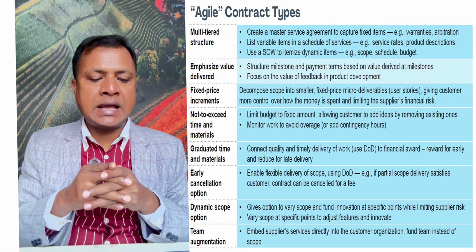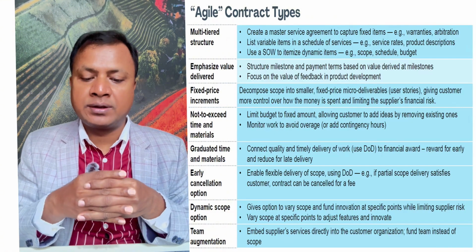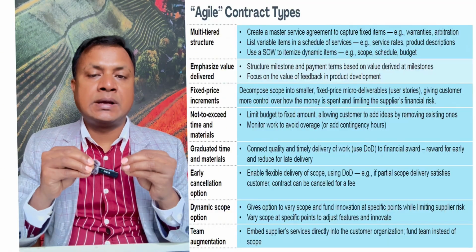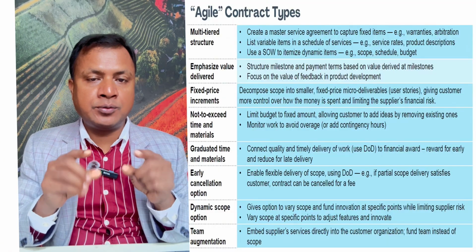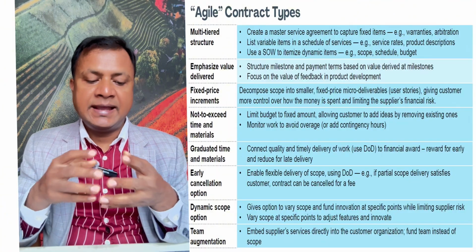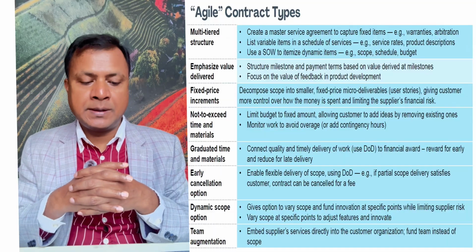Next one is graduated time and materials. In this case, we connect quality and timely delivery of work, delivery of done, to financial award. So if someone does the work on time with quality, they are awarded. And early cancellation options can also happen in agile contracts.